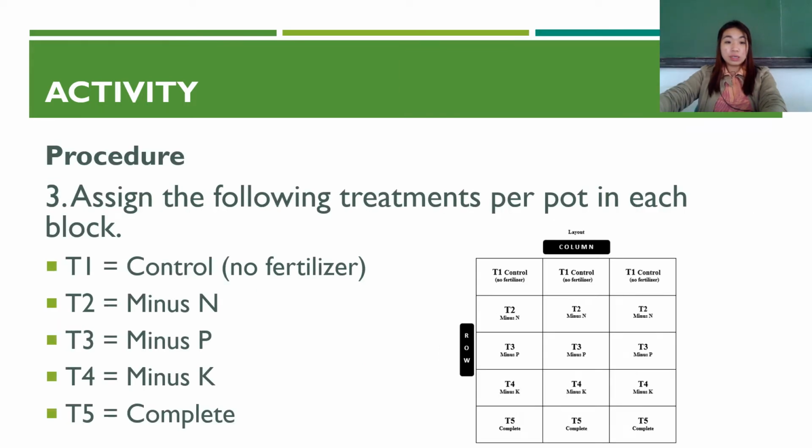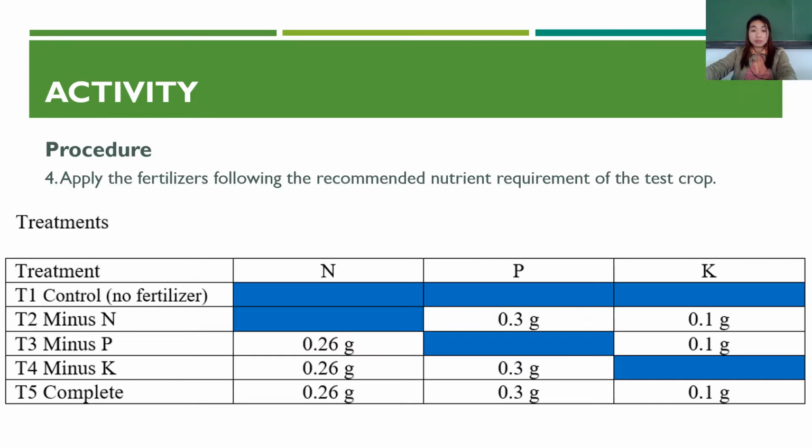Okay, so these are the following treatments per pot. So, we have mentioned a while ago. Ayan. And then, apply the fertilizer following the recommended nutrient requirement of the test crop. So, I have already calculated how much nitrogen, phosphorus, or potassium you are going to apply in 2 kilogram of soil. Kasi per pot, di ba, 2 kilogram yan. Now, for your treatment 1, wala kang i-apply.